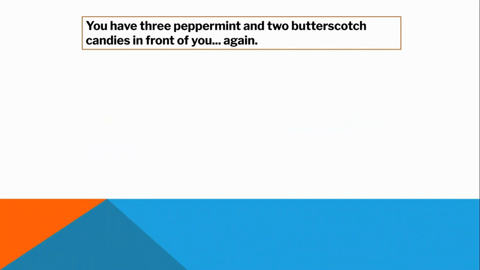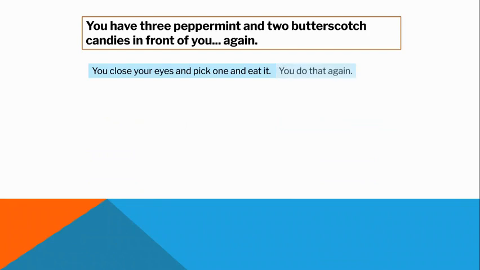Let's try this again. This time, you still got your 3 peppermint and 2 butterscotch candies. You close your eyes, you pick one, and you eat it. Or someone eats it. If you don't like butterscotch, give it to a friend. Then you do that again. What's the probability you chose a butterscotch both times? So let's think. Choosing a butterscotch, that was 2 out of 5. Well, I ate it, so it didn't go back. Now how many butterscotch and how many total?